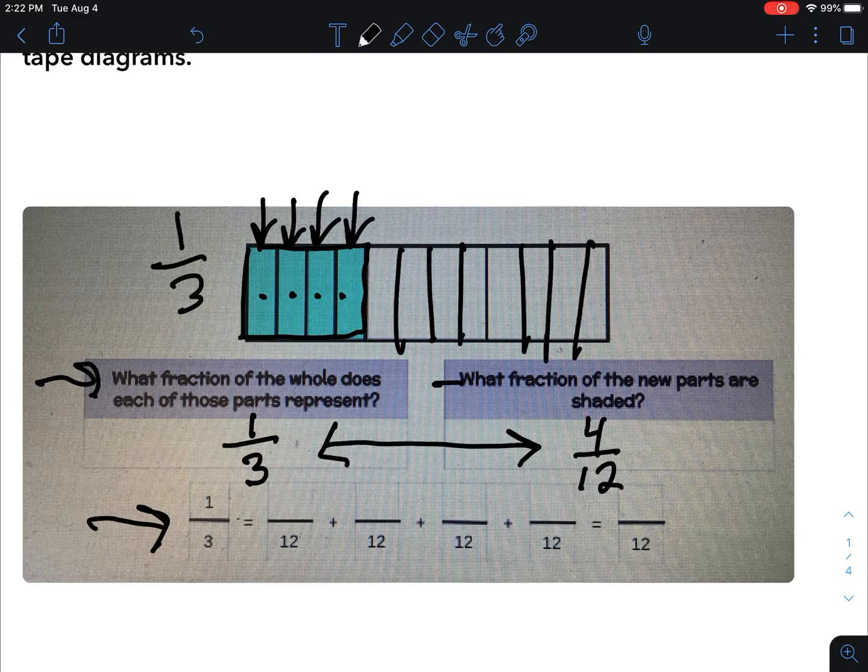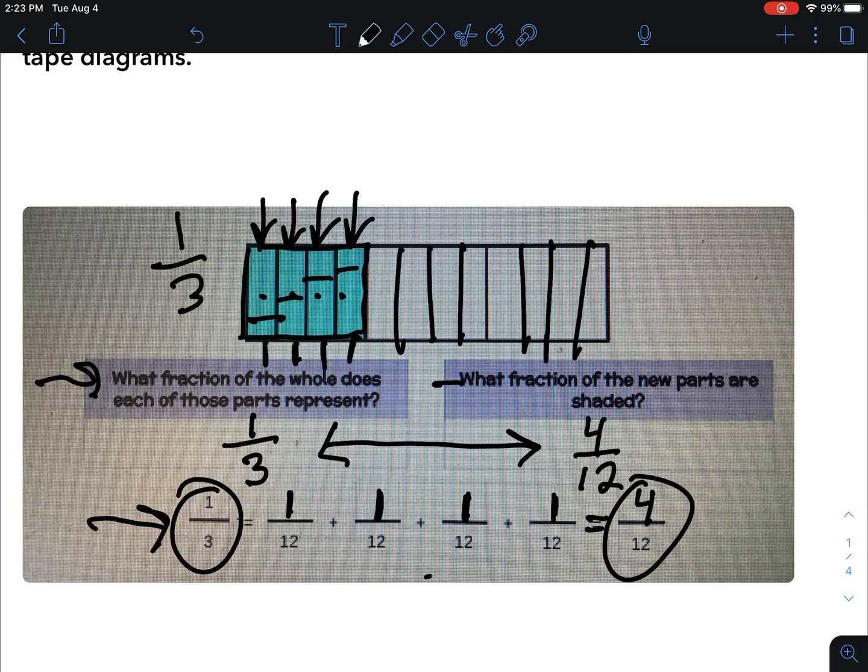So down at the bottom here it says 1/3 is equal to how many 12ths equals the total number of 12ths? Well, how many 12ths did you add that are shaded? You have 4, right? So you have 1/12, another 12th, a third, and another one. So then all you do, what does that equal? You count up, there's 4 of them. See that? 1/3 is equal to 4/12, and that's what we said right above that.